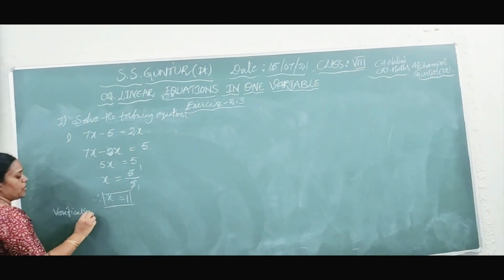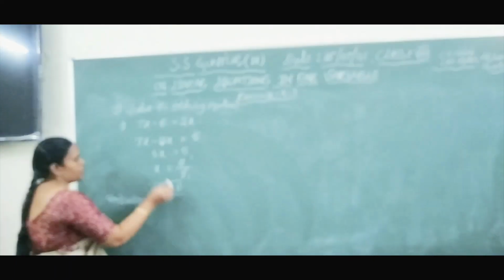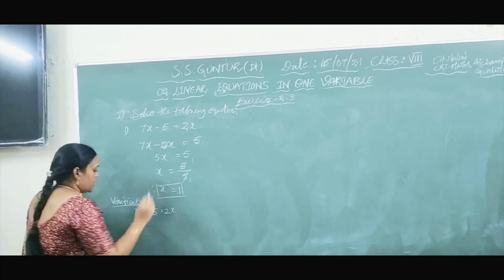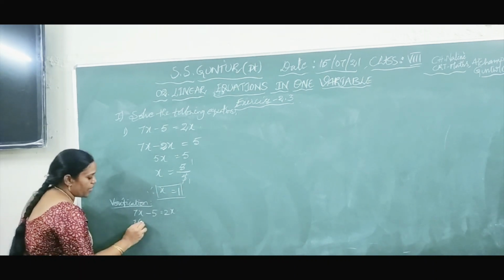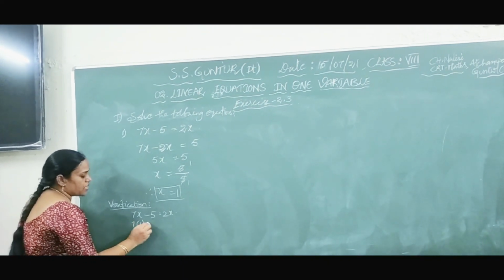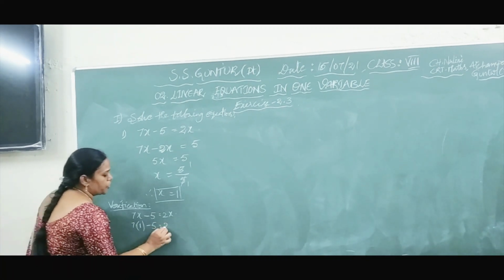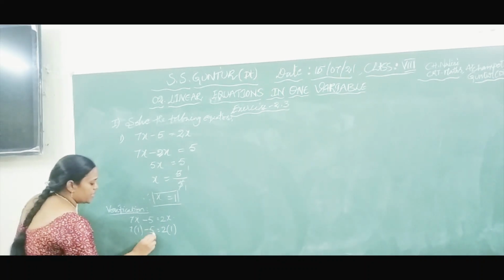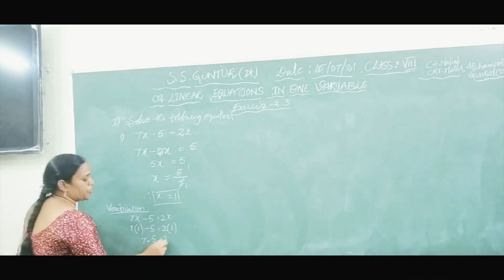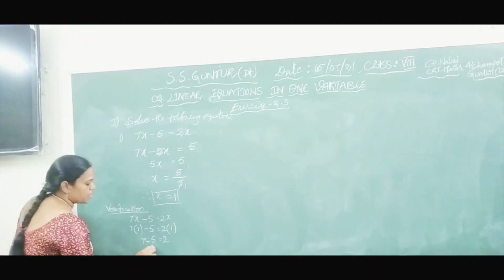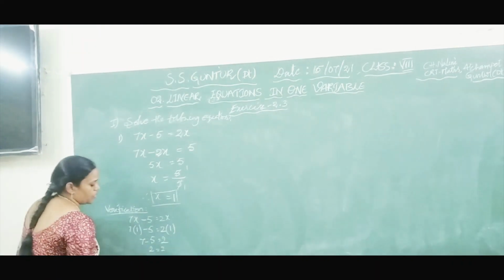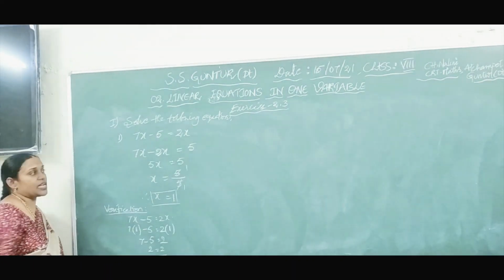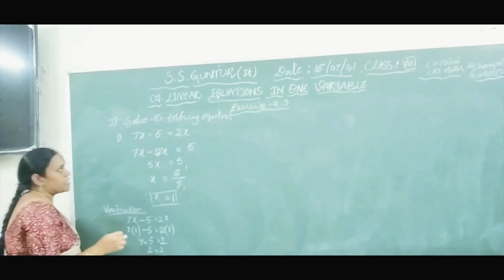Verification: x is equal to 1 in the equation 7x minus 5 is equal to 2x. In the x place, what was the value? 1. So 7 of 1 minus 5 is equal to 2 of 1. 7 ones are 7, 7 minus 5 is equal to 2 ones are 2. 7 minus 5, how much? 2, that is equal to 2. So LHS and RHS are equal. So this value x is equal to 1 satisfies this equation. This is our first problem.